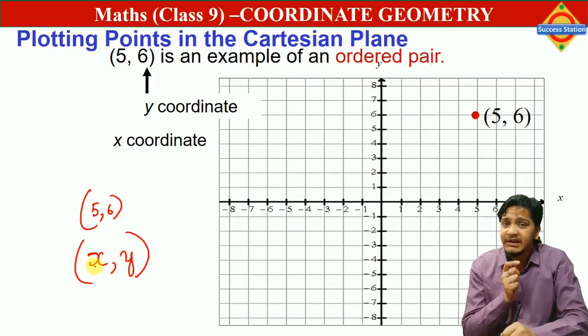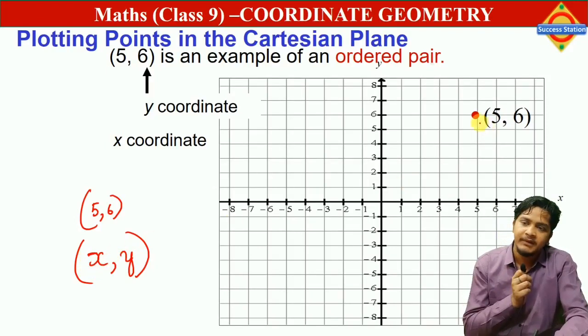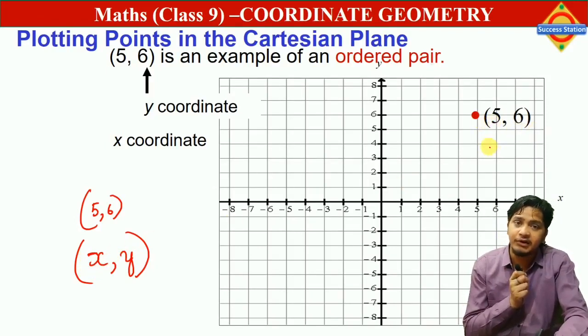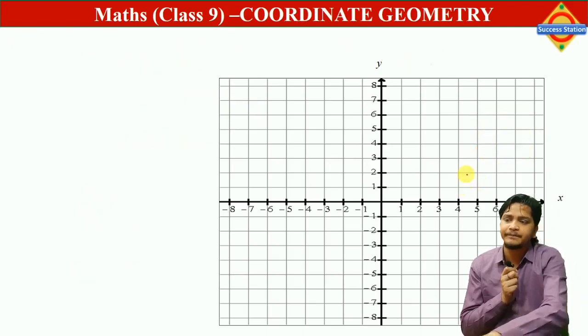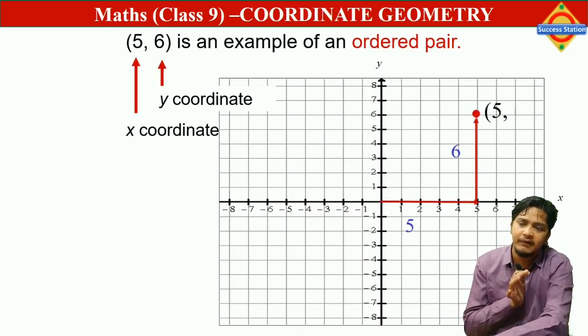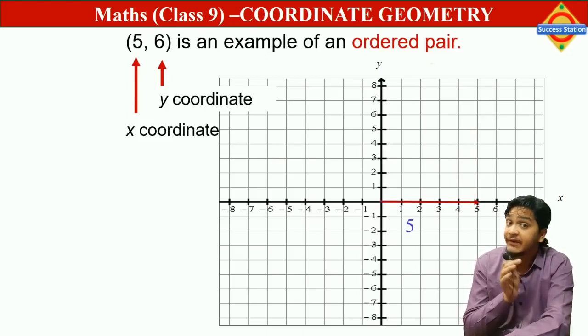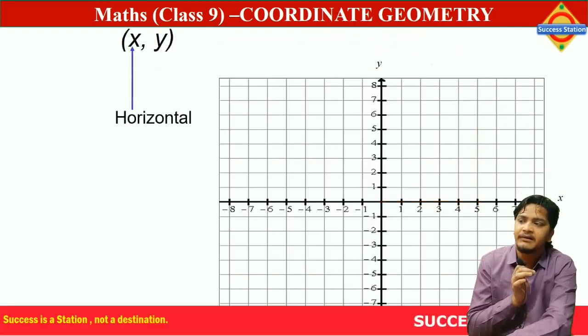Even a slight mistake in the address will make you reach the wrong place. Now, if this is 5 comma 6, you need to identify which is abscissa. 5 is abscissa, and 6 is ordinate. So how will we reach 5 comma 6? 5 is in the x, because first is x, so first 5, then 6, and we reach here.